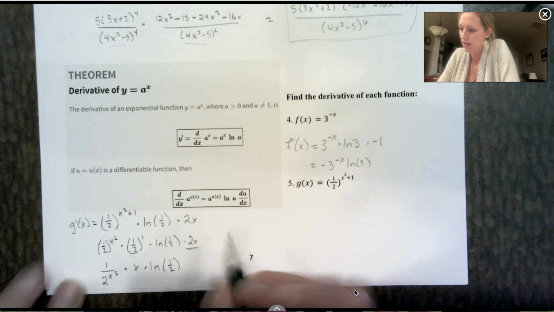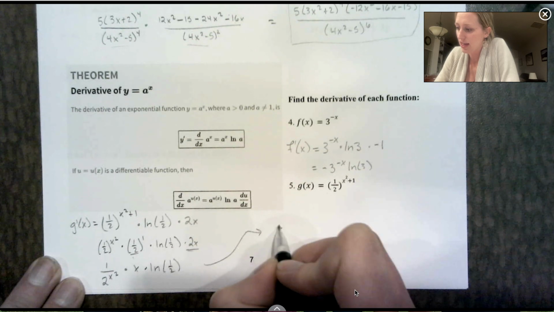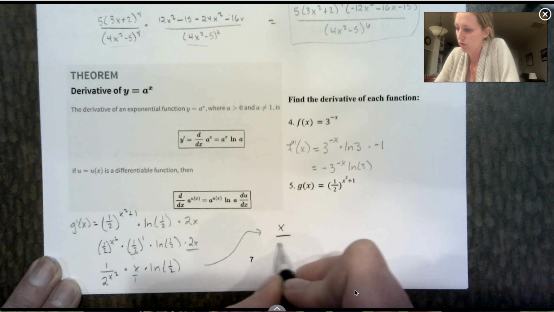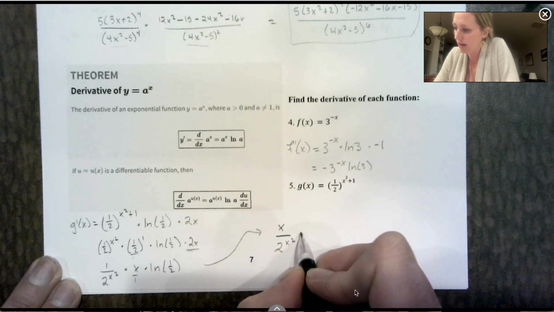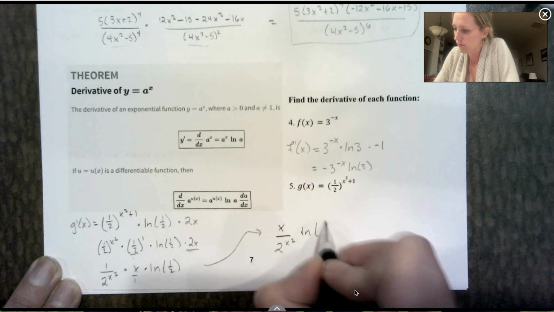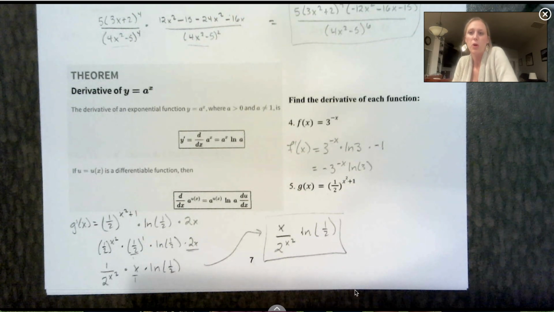Okay, so again, just a little more simplified, I can say x, right? This is like x over 1, so I can multiply those together. x over 2 to the x squared times natural log of 1/2. And that's about as clean as we can make it. So likely our multiple choice would look very similar to that answer.